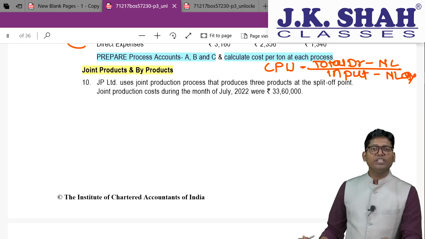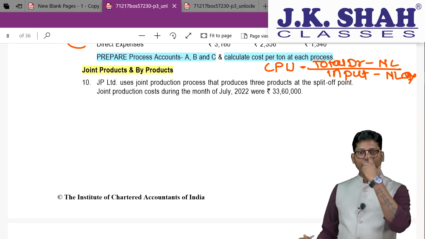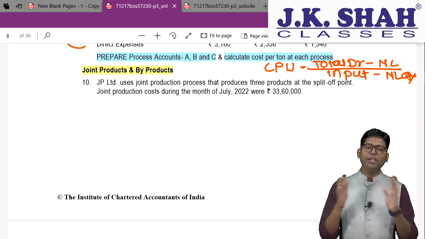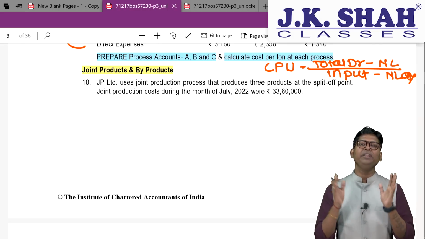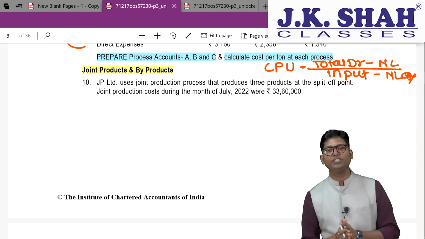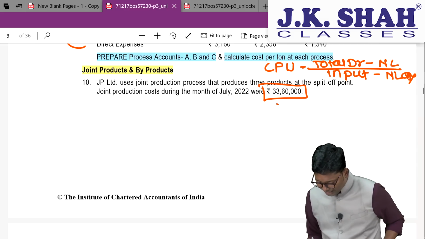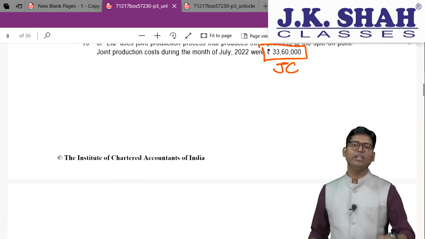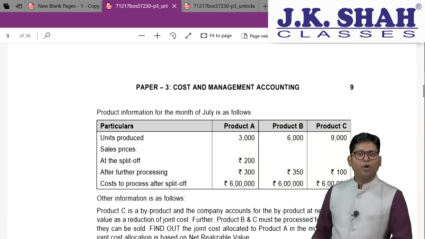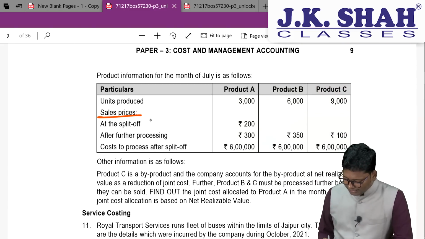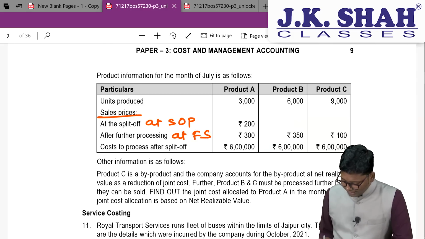JP Limited uses a joint production process that produces 3 products at the split off point. Means at the separation point, this company gets 3 different products and the joint production cost is given directly. You need not find out the cost. It is available with us. This is 33,60,000. Product information is available. Number of units produced are given. Selling prices at split off point and selling prices at the final stage are also available.